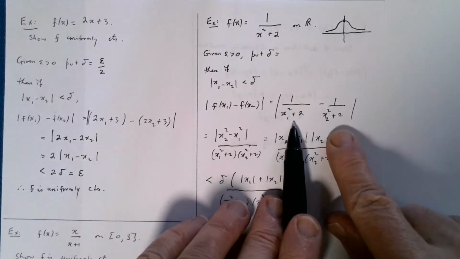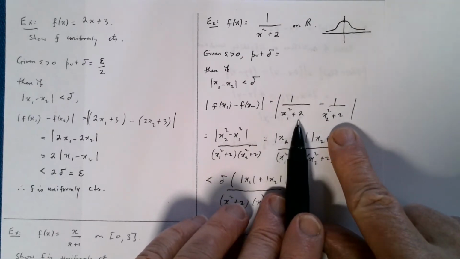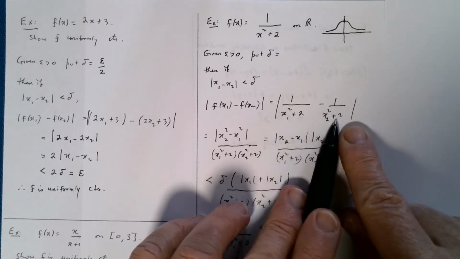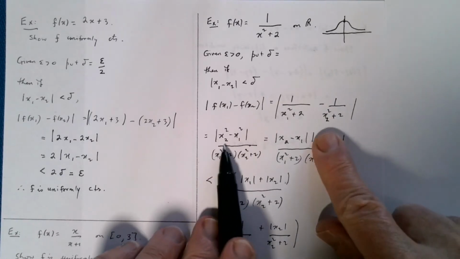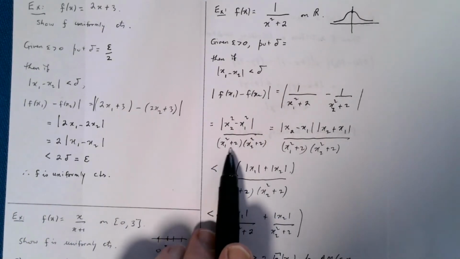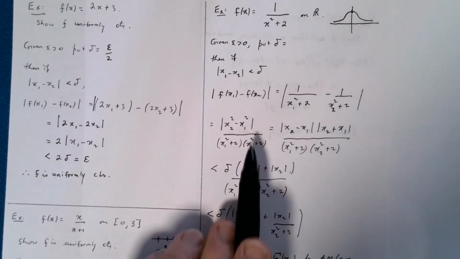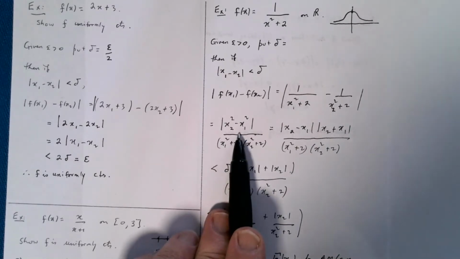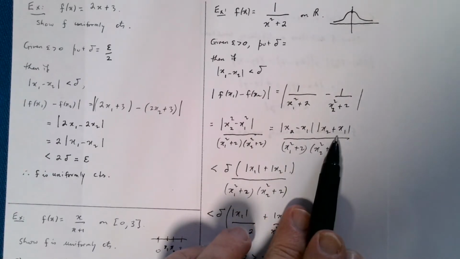Okay, well, you plug it in and you get 1 over x1 squared plus 2 minus 1 over x2 squared plus 2. And when you put these over a common denominator, the 2's will cancel, so you'll just get absolute value of x2 squared minus x1 squared. We don't need the absolute value sign in the bottom because this is always positive. So you've multiplied those together. Well, you see a difference of 2 squares, and so you factorise that: x2 minus x1, x2 plus x1.